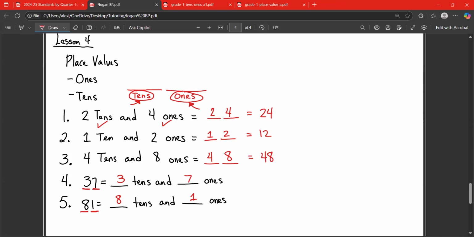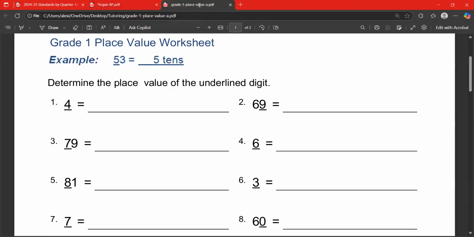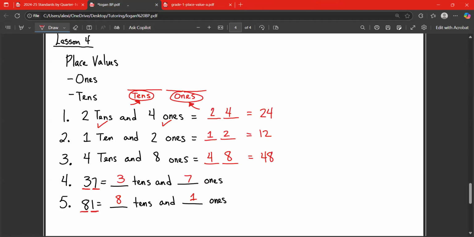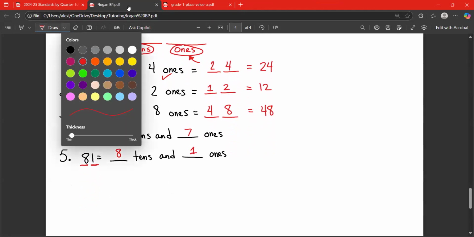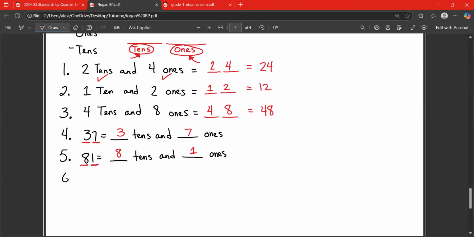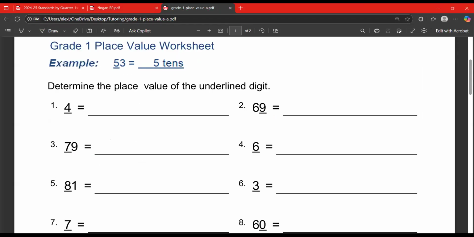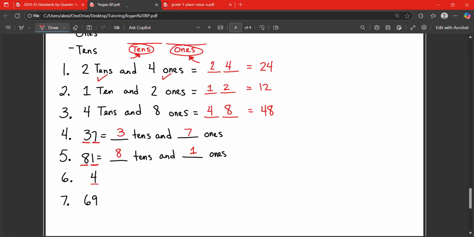All right, now let's try this worksheet. It says determine the place value of the underlined digit. So I'm going to rewrite these on the other page, okay? So 4 and 69. And then I need to underline like they did, the 4 and the 9.